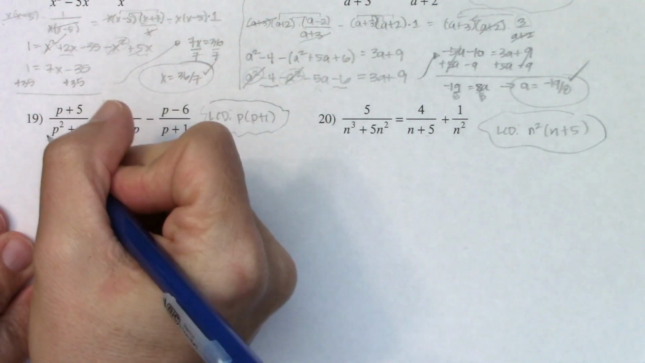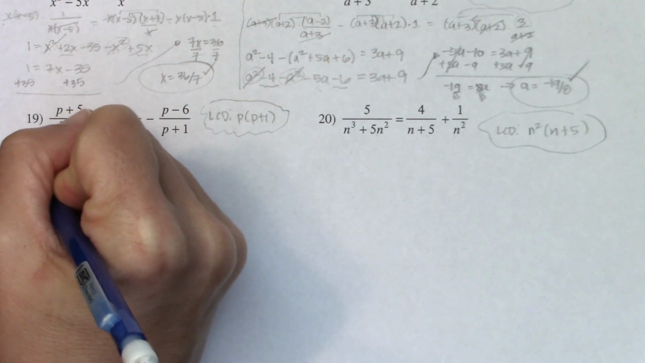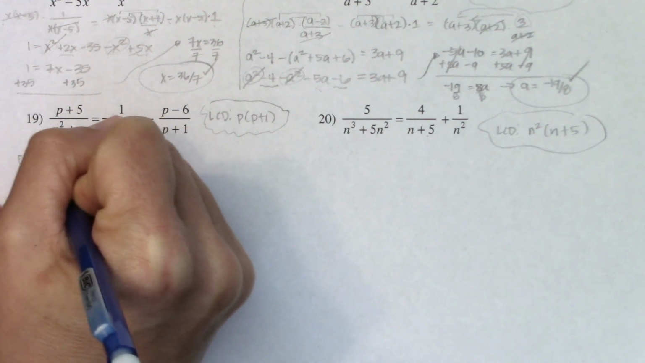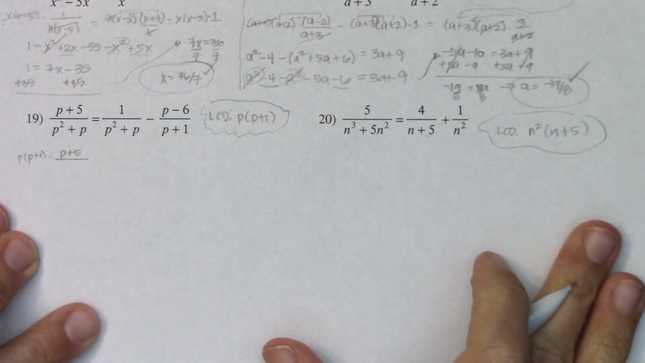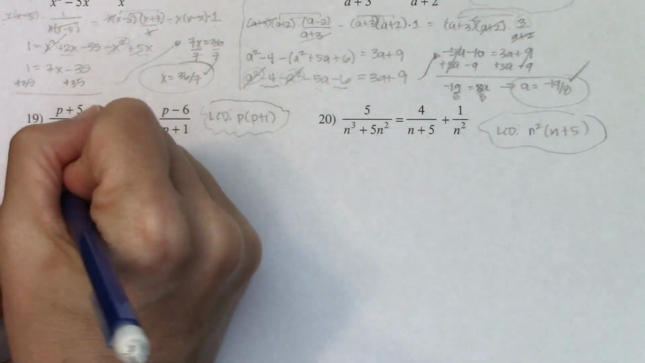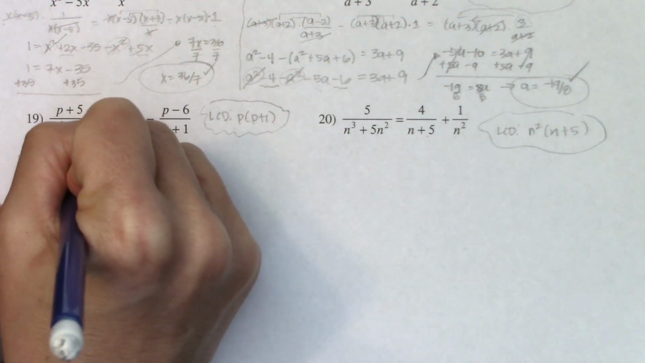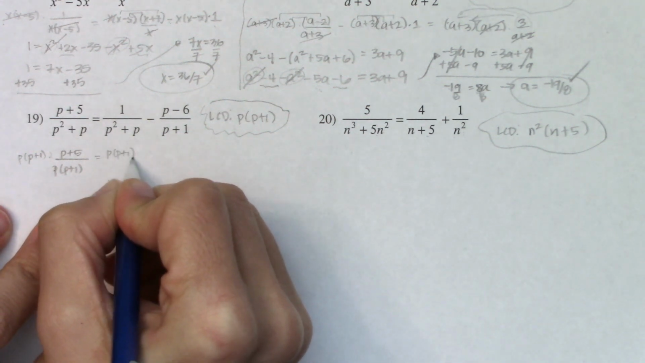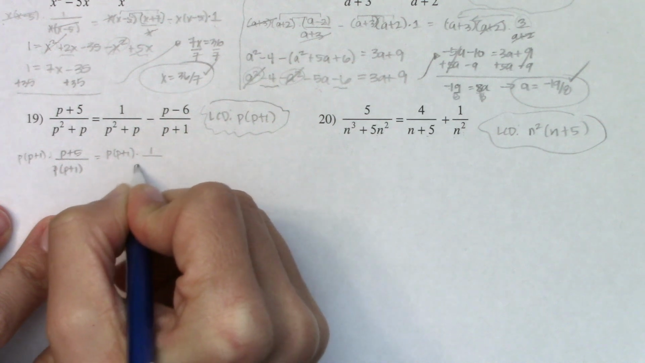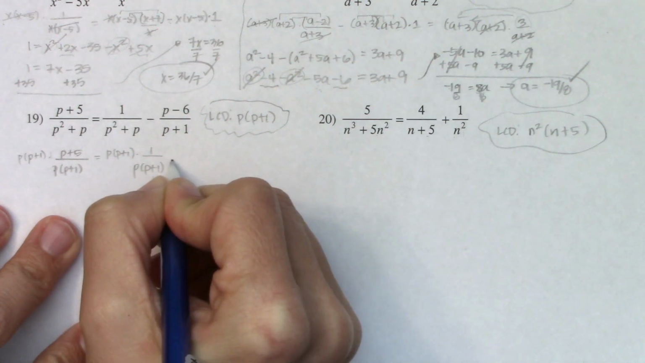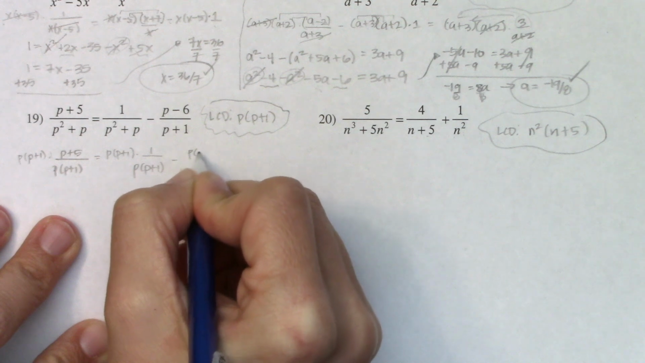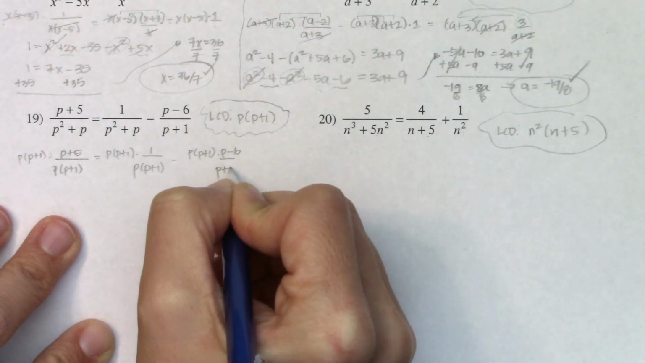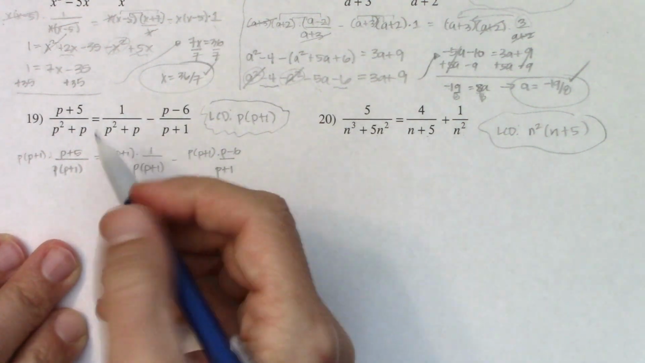I'm going to start with P plus 1 times this first fraction, P plus 5 over, instead of P squared plus P, I'm going to write that denominator in factored form so I can see more easily what I'm going to cancel. So LCD times that next fraction of 1 over P plus 1, minus P plus 1 times P minus 6 over P plus 1. All right, so let's see what cancels.